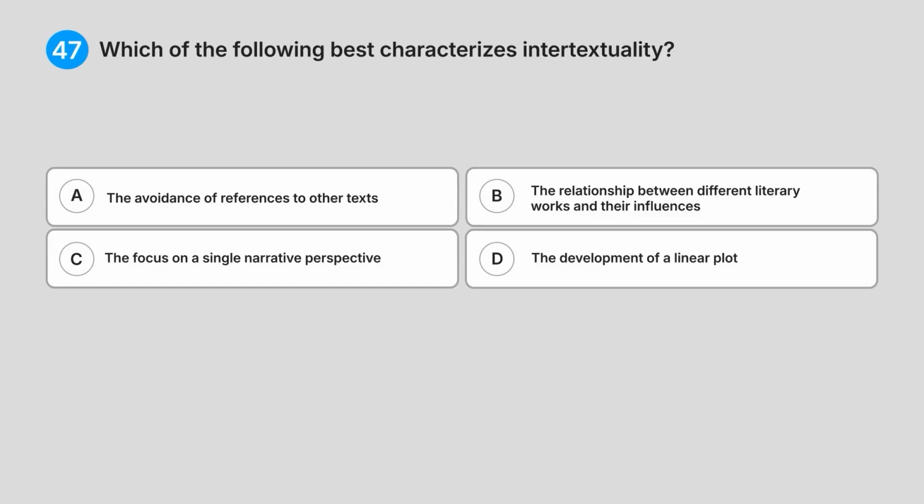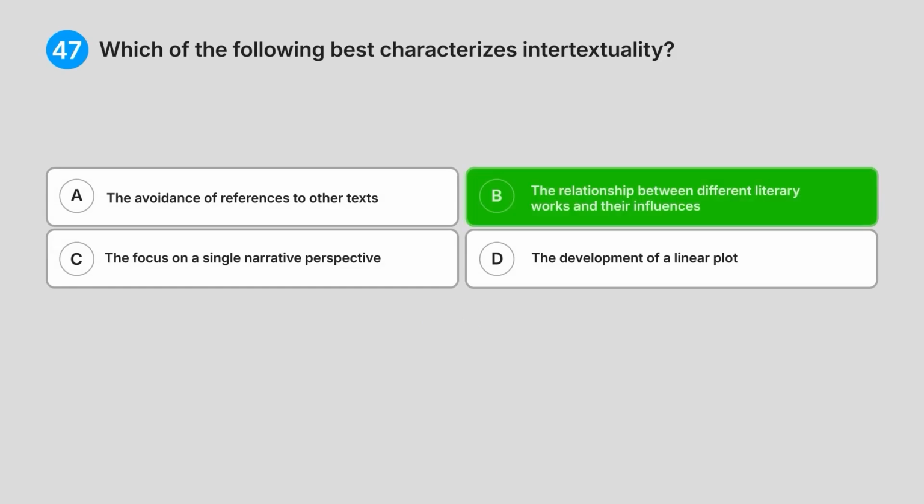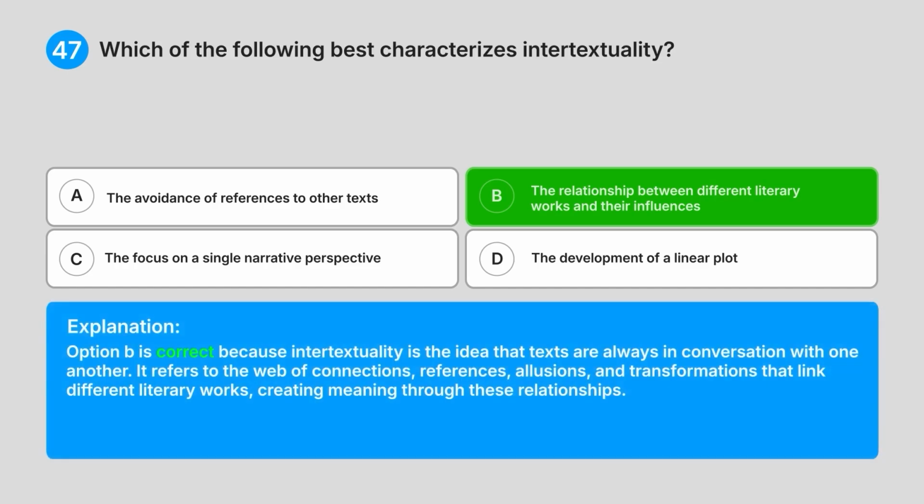Correct answer. B. The relationship between different literary works and their influences. Explanation. Option B is correct because intertextuality is the idea that texts are always in conversation with one another. It refers to the web of connections, references, allusions, and transformations that link different literary works, creating meaning through these relationships.